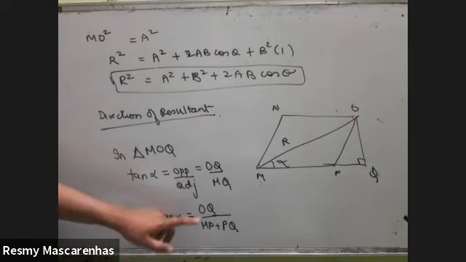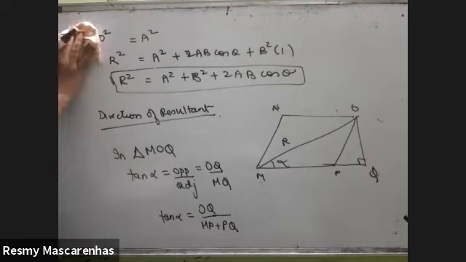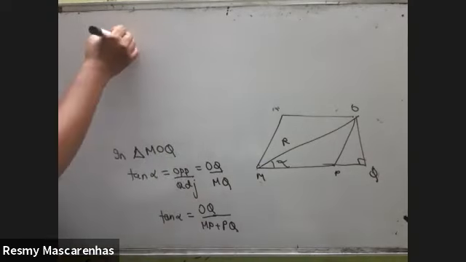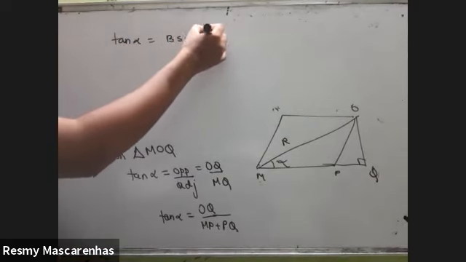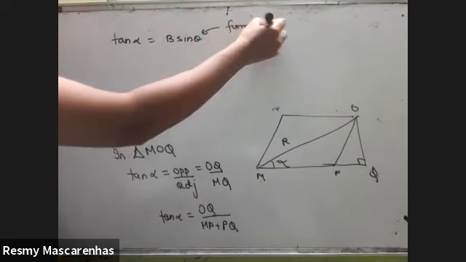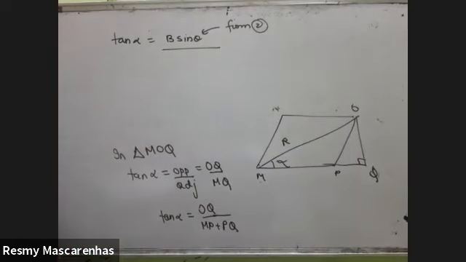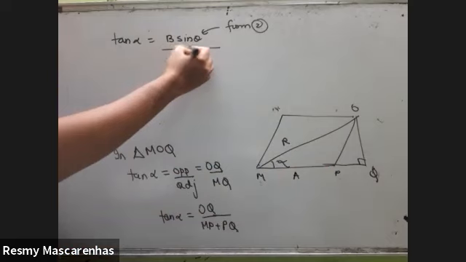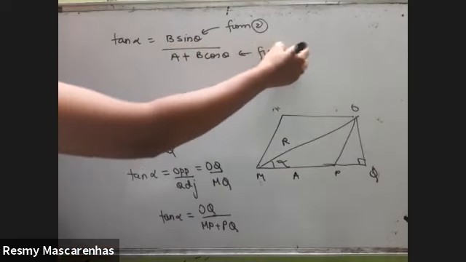Now substitute the values. OQ is nothing but your equation number 2. From 2, the value of MP, we know that it is nothing but A. From here to here it is A. And then PQ is from equation 1, B cos theta. So this is how we have proved.